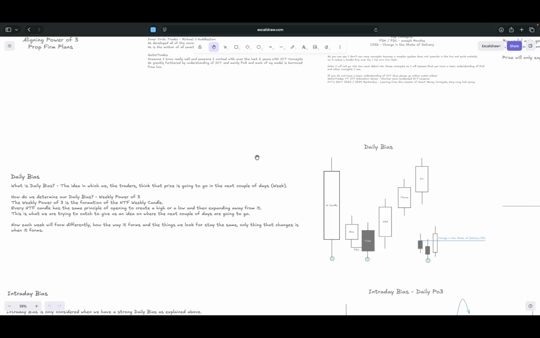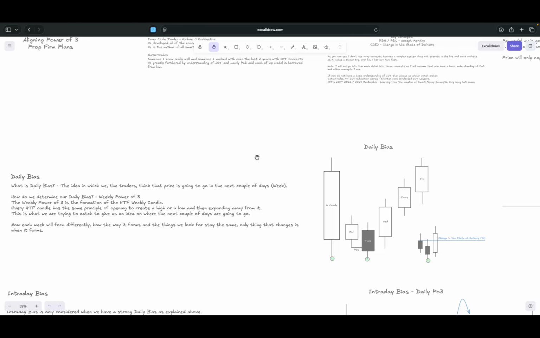That's your daily bias. So how do you determine daily bias? It's the weekly power of 3, which is the formation of the higher time frame weekly candle. Every single higher time frame candle has the same principle, where we're trying to catch when its high or low is created, and then we're trying to trade the expansion away from it. Reminder, we're not trying to catch the low. We're not trying to top tick or bottom tick the weekly candle. You're trying to react to price. Don't try to predict, react. React to the signatures, which I will show you, when the weekly candle is willing to expand, when it's made its low and it's willing to expand. I'm speaking bullishly. I'll probably speak mostly bullishly throughout this video, but it's the opposite for bearishness.